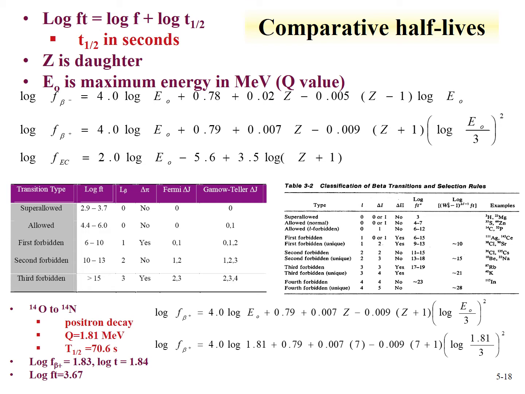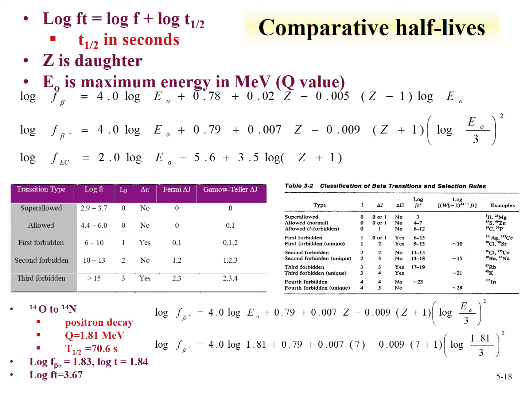Here we're going to have three equations that are listed here for beta minus, positron, and electron capture, where all these equations are going to be our functions of the Q value, then the daughter Z. So this is fairly straightforward. If I know my daughter Z and I know my Q value, I can determine the log F value. If I get the half-life in seconds, well, the log Ft is nothing more than the log F plus the log of the half-life in seconds.